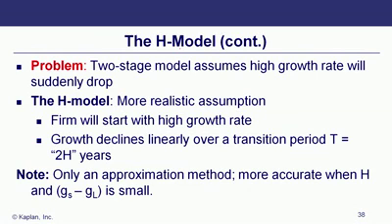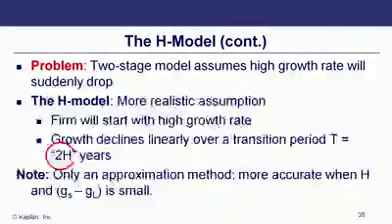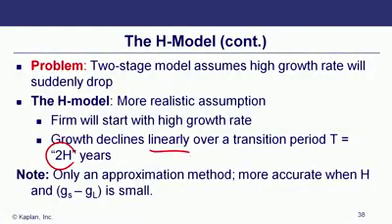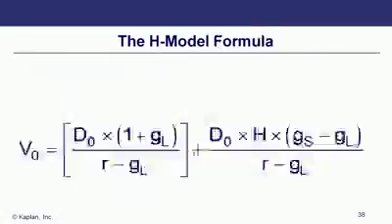Problem, 2-stage assumes high growth suddenly drops. The H model is more realistic in that it gradually falls. The key is to spot a firm with a high growth rate, and then in the vignette, information that growth will decline linearly over some transition period. That period we're calling 2H. You'll see why that's relevant in the formulas shortly. It's just an approximation. It's more accurate when the difference between growth rates is small and the transition period is small. The problem is, it's a massive assumption that this drop is linear.